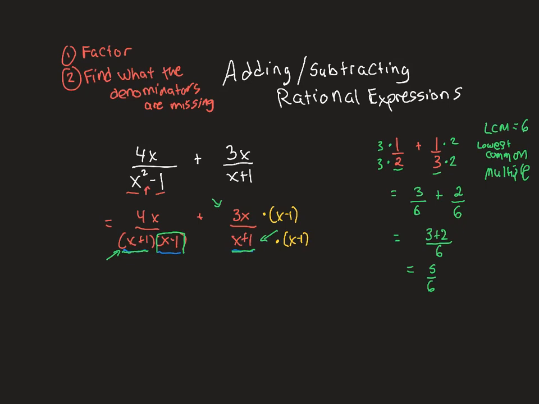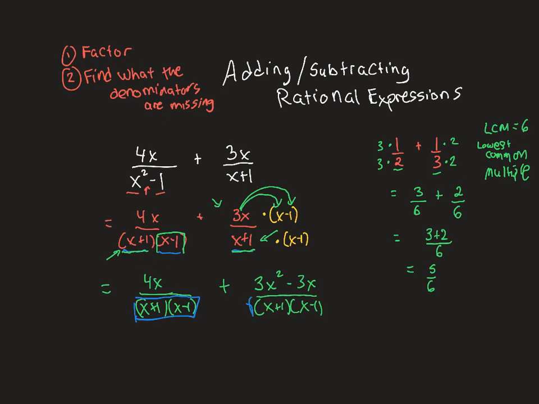So let's carry on here. Obviously, I don't need to do anything here. But here, you're going to have 3x times x minus 1. Remember, these have to distribute. So 3x times x is 3x squared. 3x times minus 1 is minus 3x. And on the bottom, you have x plus 1 times x minus 1. So now the bottoms are the same.